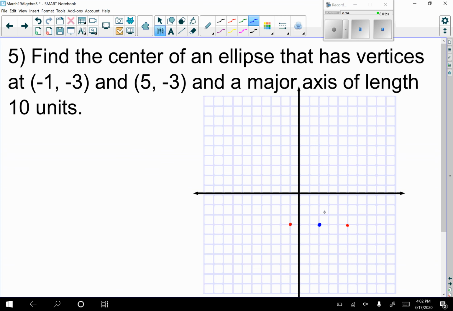If you wanted to, you could still count up 5, and then down 5, but knowing the length of the major axis really wasn't necessary for this. All we had to do was plot our two vertices, and then knowing that it wasn't 10, that we were looking at the minor axis here, all we had to do was go right in the middle of it. So our center is at 2, -3. And I'm just going to draw on the ellipse just to complete it here.